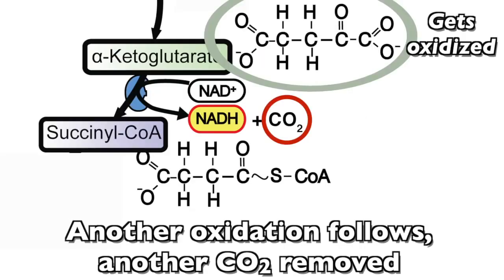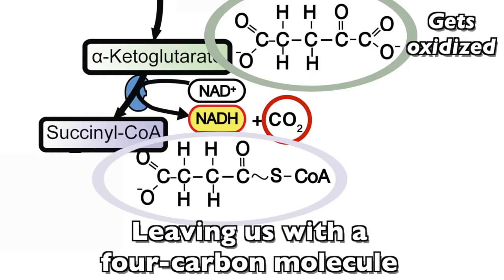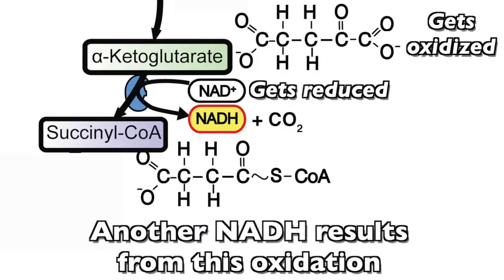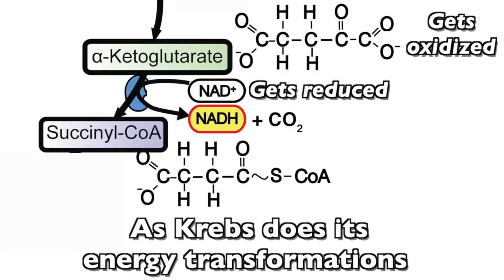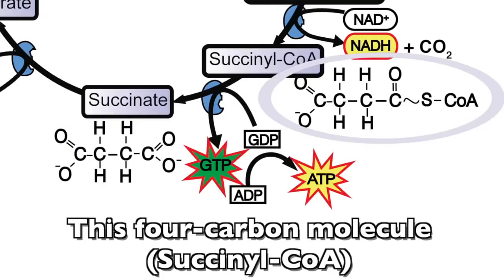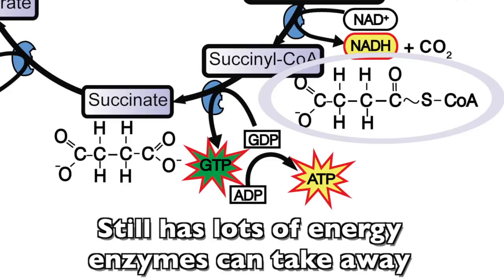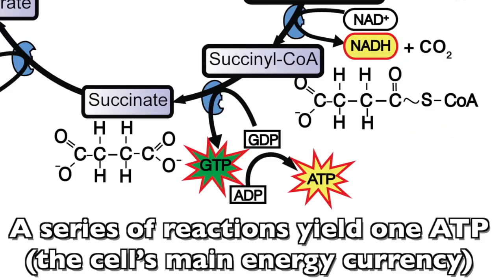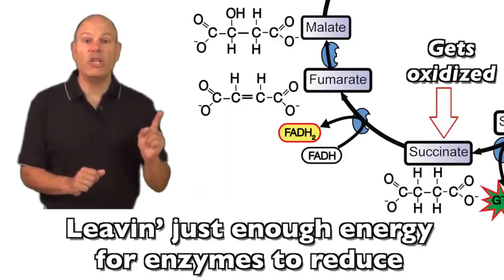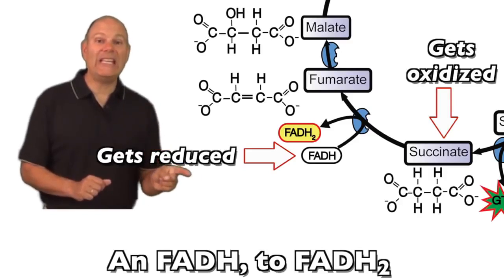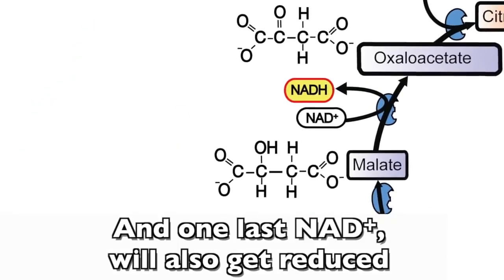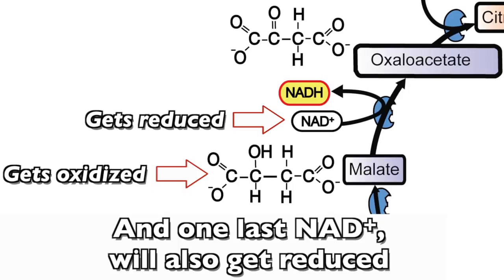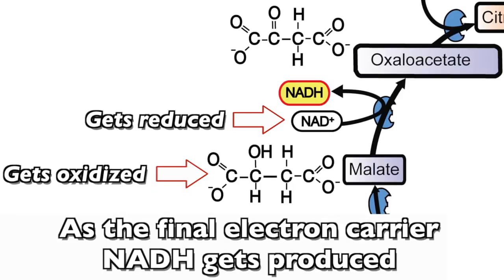Another oxidation follows, another CO2 removed, leaving us with a 4-carbon molecule. Another NADH results from this oxidation. As Krebs does its energy transformations, this 4-carbon molecule, succinyl-CoA, still has lots of energy enzymes can take away. A series of reactions yield 1 ATP, the cell's main energy currency, leaving just enough energy for enzymes to reduce FAD to FADH2, and one last NAD+ will also get reduced as the final electron carrier NADH gets produced.